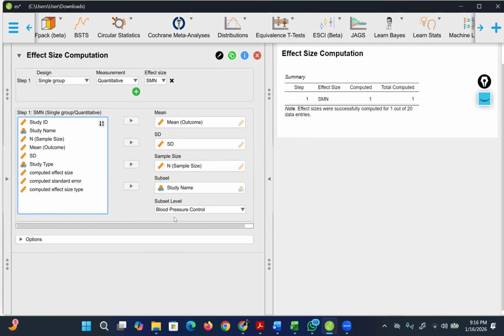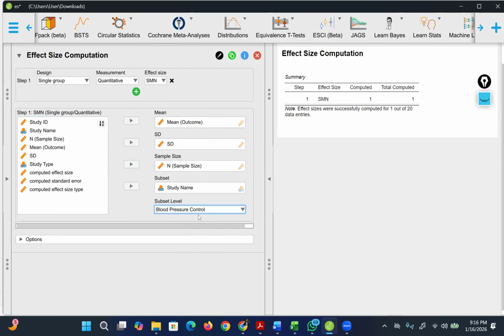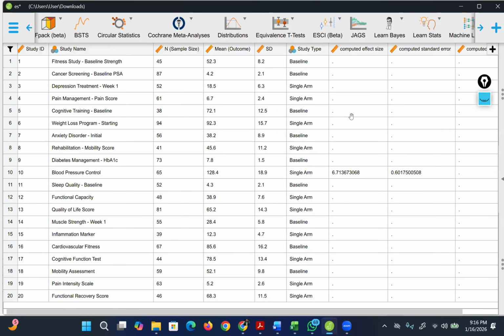Yes. From here you see study level, there are so many study levels, but normally this is not the case. Normally we have a single set of 50 studies downloaded, all on one single concept, maybe cancer screening, depression treatment, or fitness. In that case, there will be no drop down like this. There will be only one single name, let's say blood pressure control, and the effect size column will be calculated for all the values of all the rows that it has.